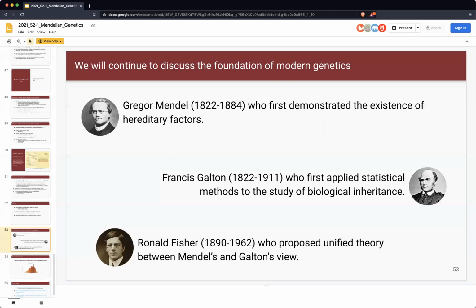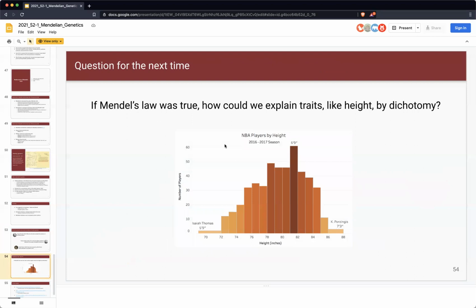For that, I will bring you one question for the next time. The question is: if Mendelian genetics, Mendel's law, was true, how could it explain traits like height, given the dichotomy? Now we know that height is heritable, right? A tall father has a tall child. But if Mendel's work is correct, how can we explain a trait like height? Because height is not a binary trait. It is a continuous trait. So keep this in your mind and read the slides before the next class.